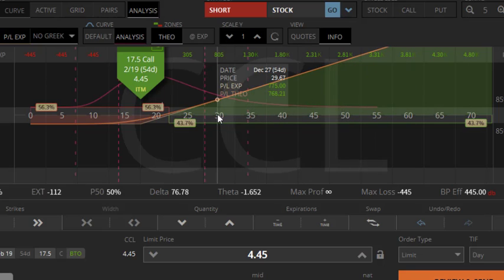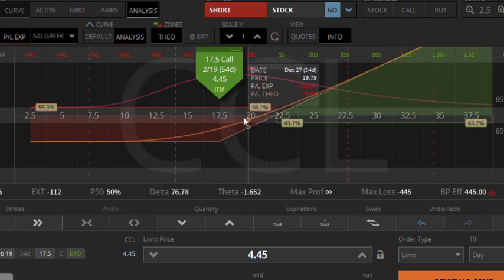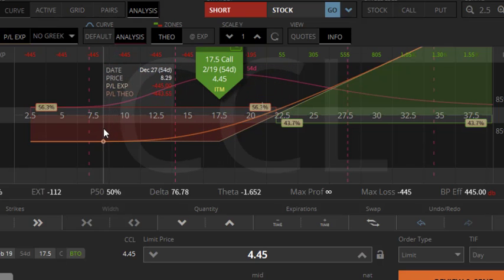As the stock rallies, I will make $1 every time the stock goes up $1. Whereas if the stock goes down and expires below $17.50, my max loss here is the full $445 that I spent to purchase the options contract. Whereas if I was holding the long stock, I would lose $1 every time the stock went down.